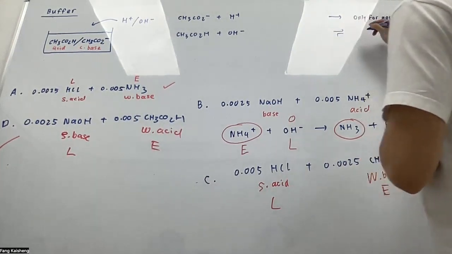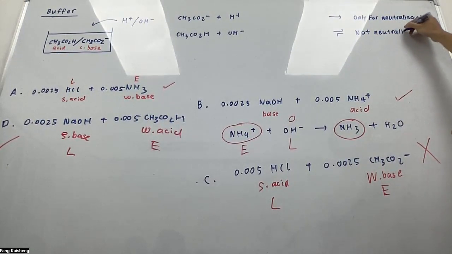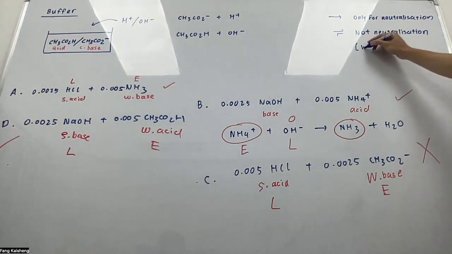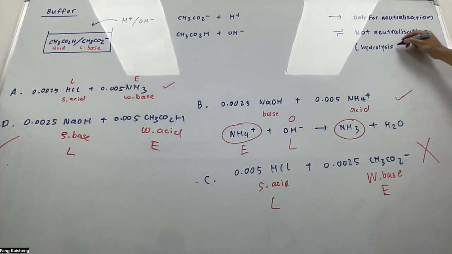It will be a reversible arrow if it's not neutralization. Neutralization is just acid and base. Your job is to check, is there acid reacting with base? So what is not neutralization? Like what we did earlier, hydrolysis. Hydrolysis, is that acid or base? No, we have water, we add water, right? It's either hydrolysis or dissociation. These are not part of neutralization.